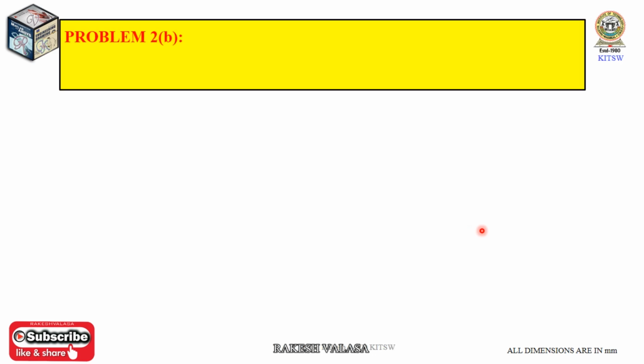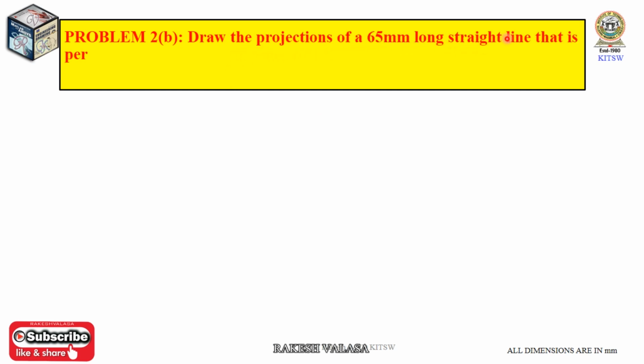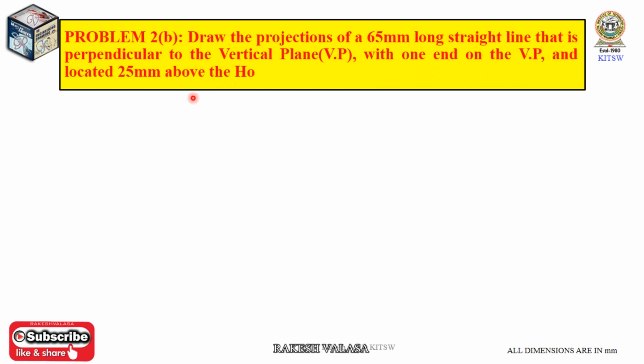The next problem is to draw the projections of a 65 mm long straight line that is perpendicular to the vertical plane with one end on the VP and located 25 mm above the horizontal plane. Okay, this is a problem related to projections of straight lines. Here the line is perpendicular to the vertical plane, so we can see the true shape only in the top view. With one end on the VP and located 25 mm above the horizontal plane.